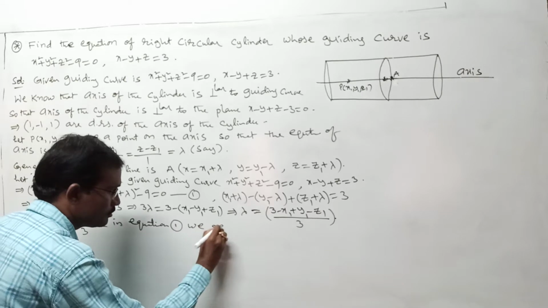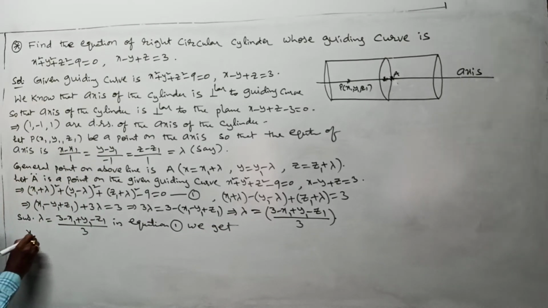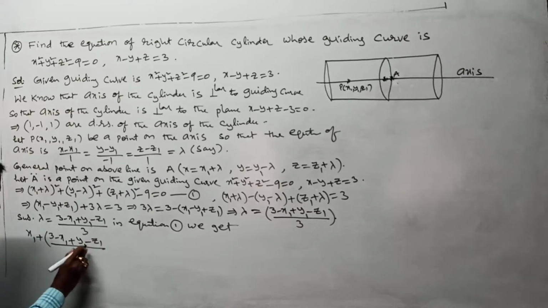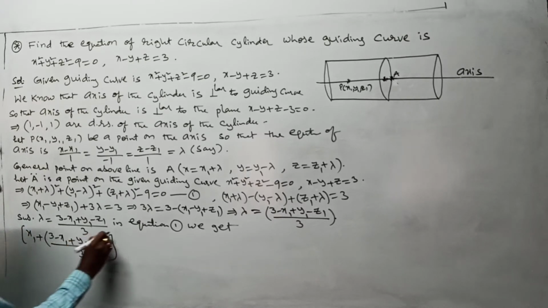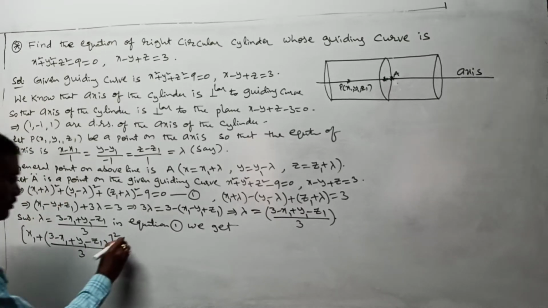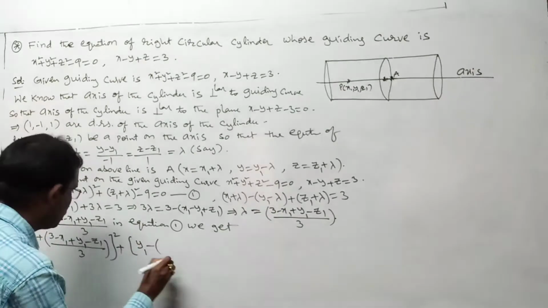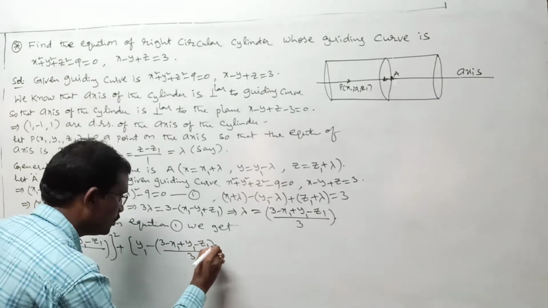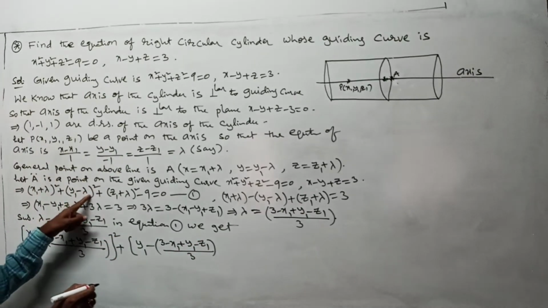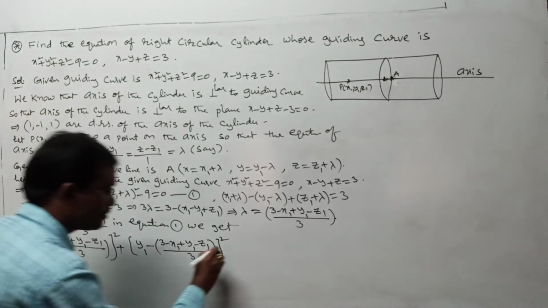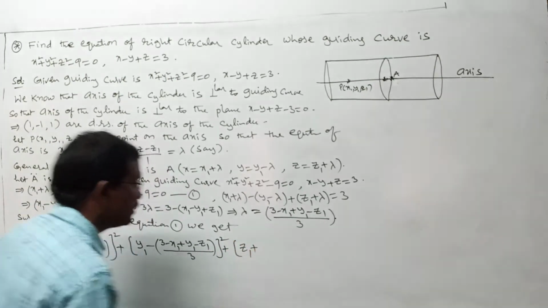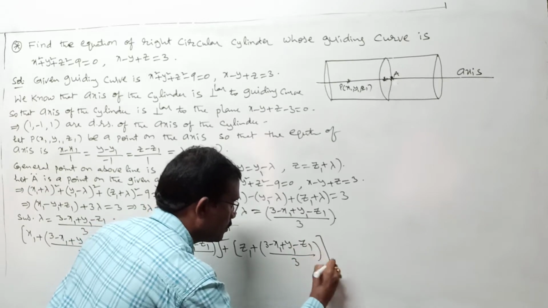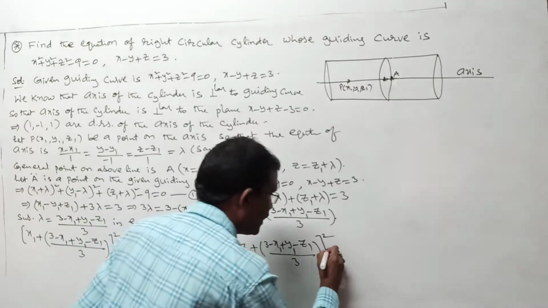We get, substitute here: x1 plus 3 minus x1 plus y1 minus z1 whole by 3, whole square, plus y1 minus lambda, which is 3 minus x1 plus y1 minus z1 whole by 3, whole square, plus z1 plus lambda, which is 3 minus x1 plus y1 minus z1 whole by 3, whole square, up to here completed, minus 9 equal to 0, right?